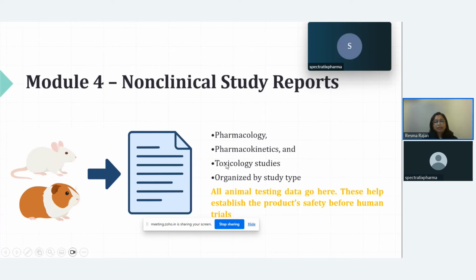And all the animal testing data, the entire data, will go here, and this will help us to establish the product's safety before conducting a human trial. For this part, we will use the guideline ICH M4S. S means safety. This is a safety section. So the testing parameters and how to represent them are all mentioned in the ICH M4S guideline. Depending on that, Module 4 will be prepared.